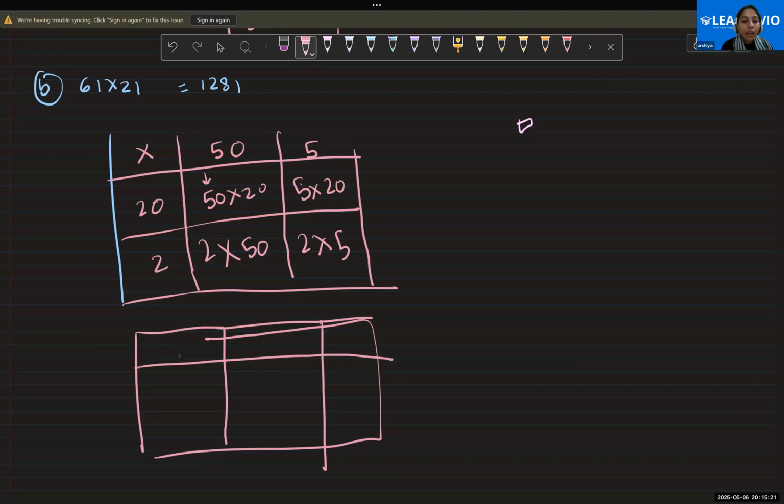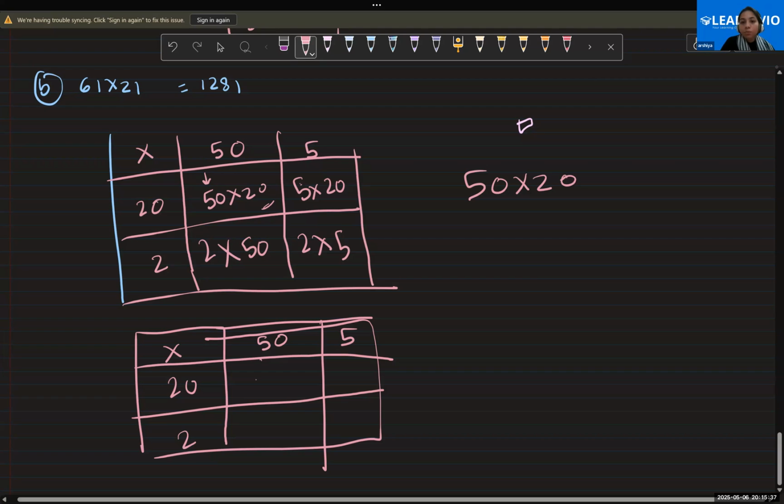So we have multiplied 50 and 20, and 2 and 50. So in this box, we will write the answer to this. How much is 50 times 20? 1,000. Yes, 1,000, correct. So I'll write 1000 here. How much is 5 times 20?